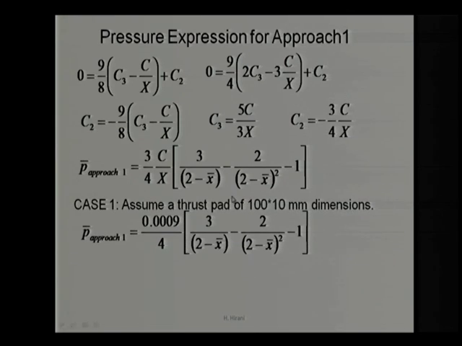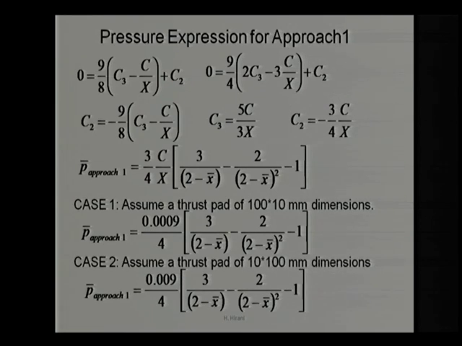Now, we can start with case 1 and case 2. In the first case, the dimension in x direction is much larger compared to the dimension in z direction. Substituting these values, we get an expression something like this. And in the second case, we are assuming the dimension in x direction is 1/10 compared to the dimension in z direction.